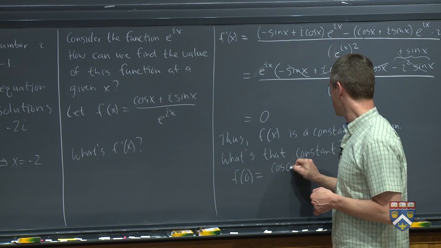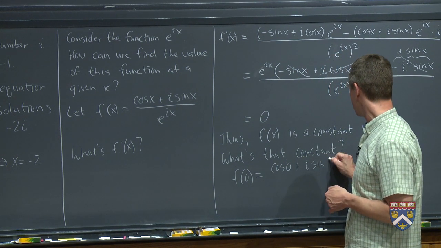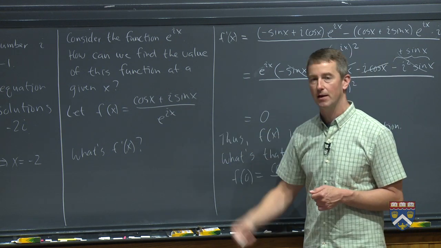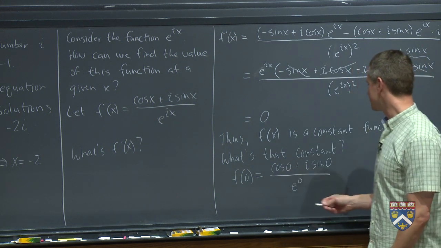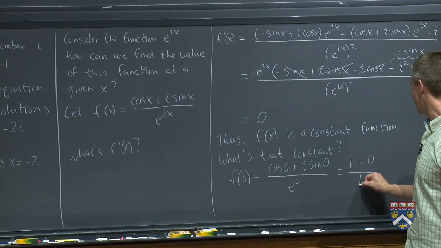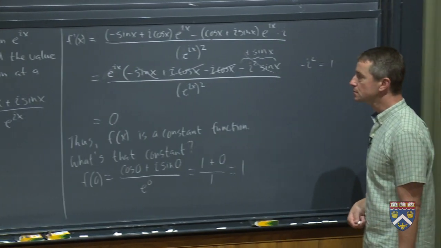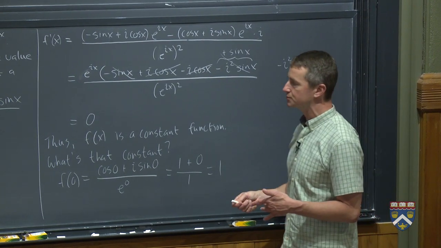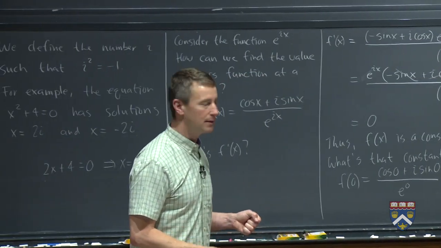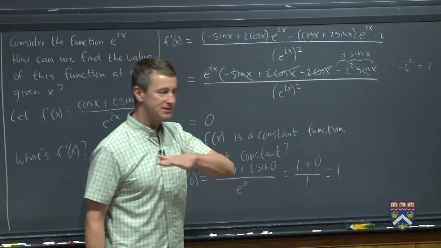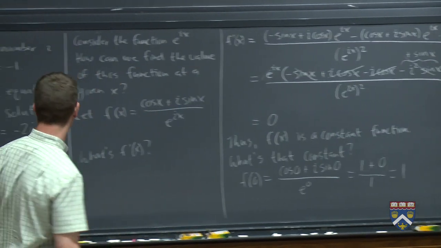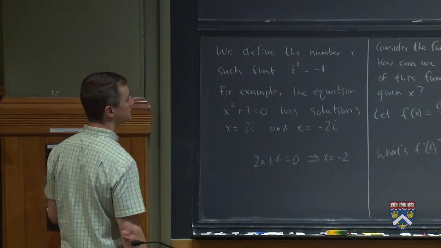Cosine of 0 plus i sine of 0 all over e to the 0. Because i is a constant, if I multiply it by 0, I get 0. Well, what is cosine of 0? That's 1. What is i sine of 0? That's 0. What is e to the 0? That's 1. So this is 1. So that's telling us that f of 0 is 1. That means this function is always equal to 1. Since the slope of it is 0, if its y value is 1 at one point, then the y value stays 1 forever. So what does that tell us?